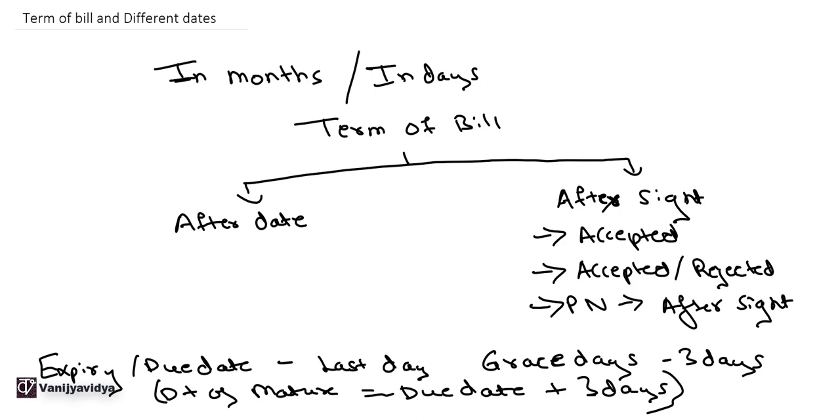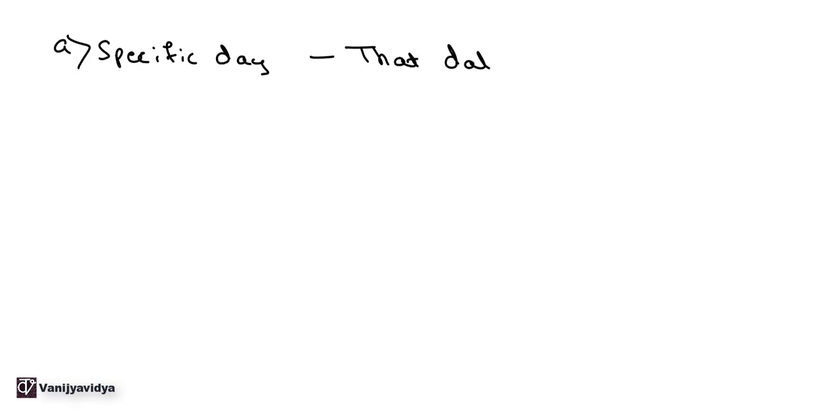Okay, now let us see one example on how to calculate the due date of the bill. Now say if there is a specific date which is mentioned on the bill of exchange, then that date is the due date of the bill.